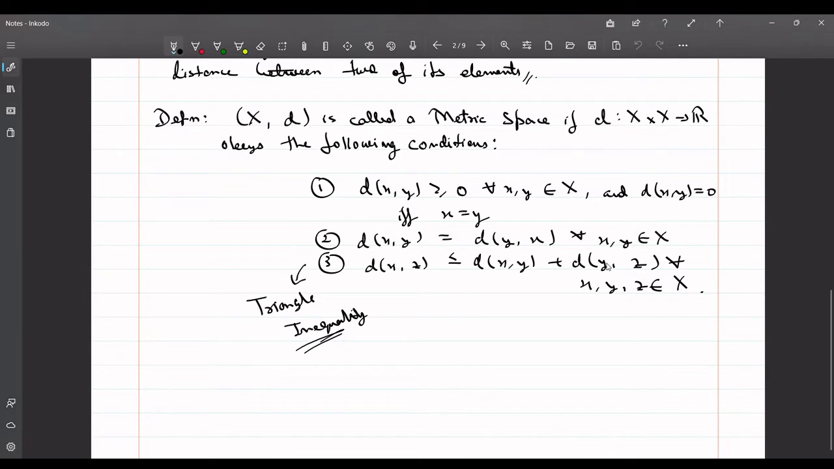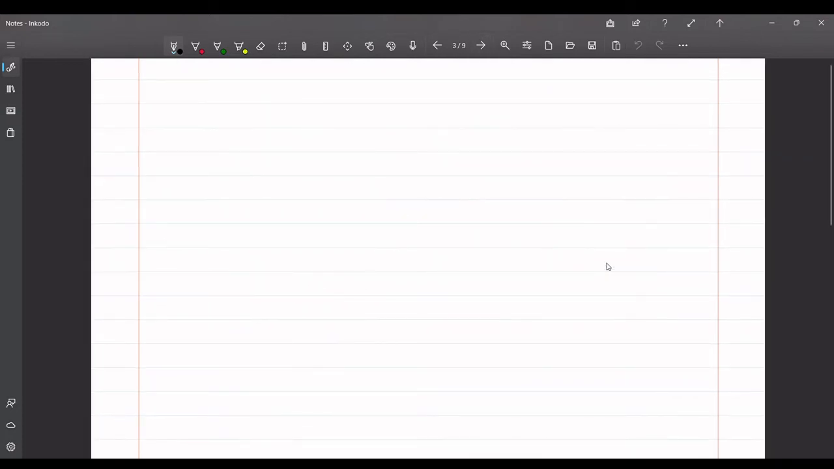So is this much done, right? Suppose we move on to the next page. Now how is a normed linear space related to a metric space? We need to see it carefully. The relation of a normed linear space with a metric space.